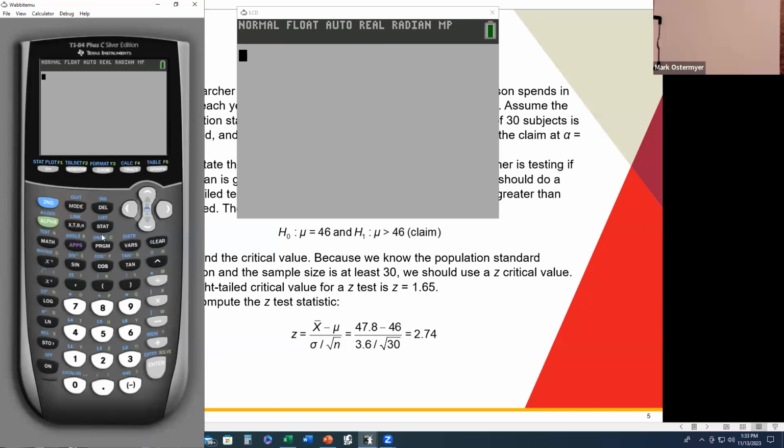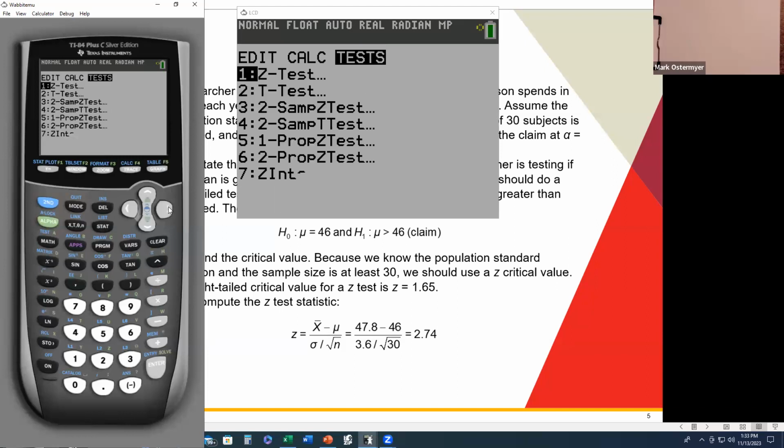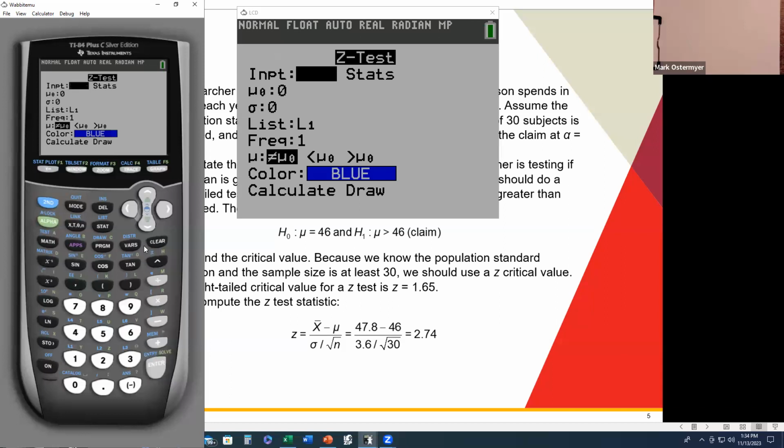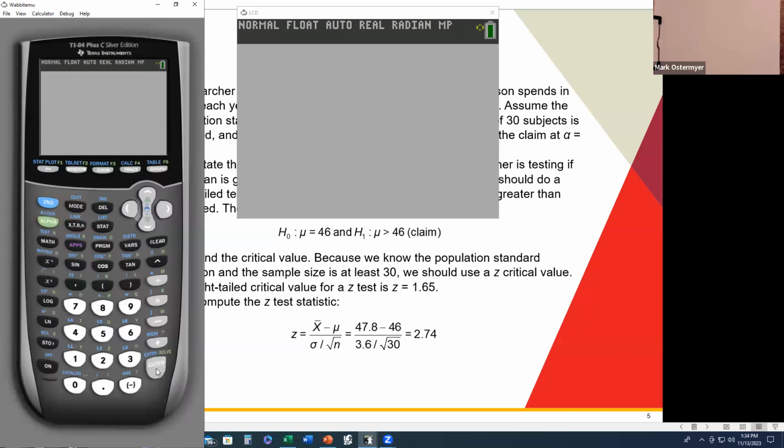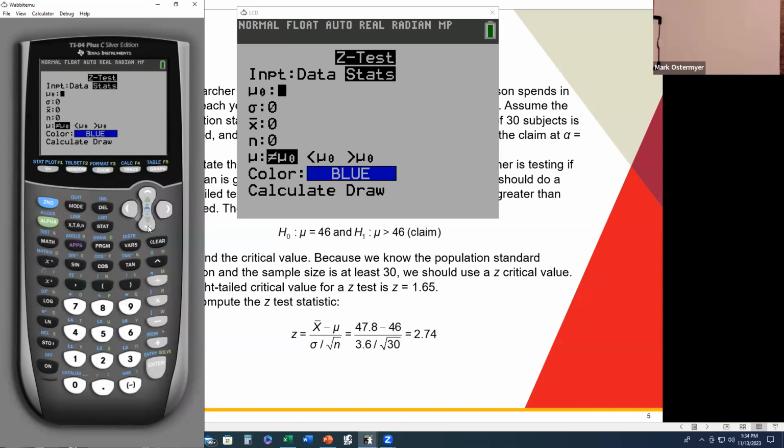All right, so what we're gonna do is we're gonna hit our stat button, go over to tests, and it's number 1. It's the z-test. So we want to dive into the z-test. We're going to use stats that are already computed from our sample. What is the purported mean of the population under the null hypothesis? It's 46. The standard deviation of our population was given to us to be 3.6 in this problem. The sample mean was 47.8 hours, and the sample size was 30.